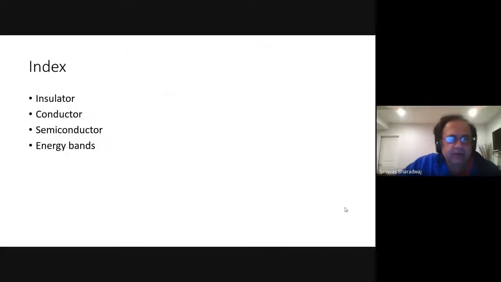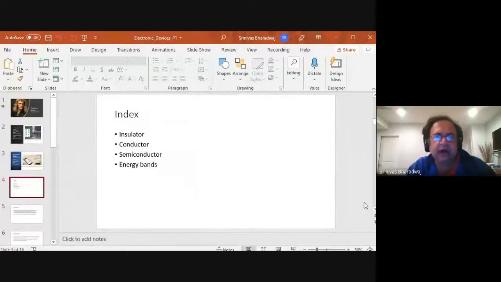So now you have insulators, conductors, semiconductors, which we will be discussing as part of our electronic devices study. Okay, so that is what is to come with respect to physics.